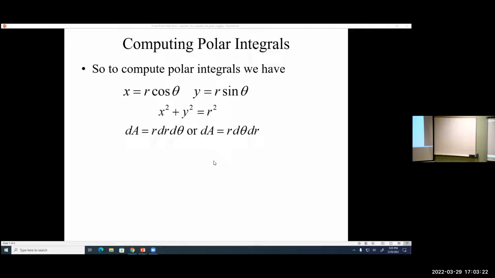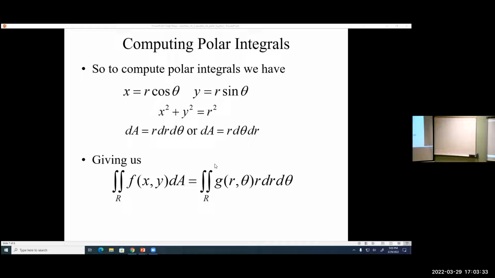What you want to take from this is if you're converting to polar, remember to put an extra r in your integrand. Otherwise, it won't come out right. Okay, that's really what's going on with polar.